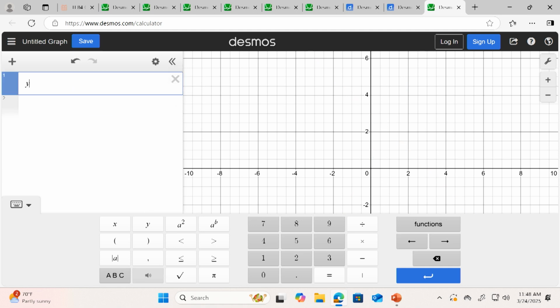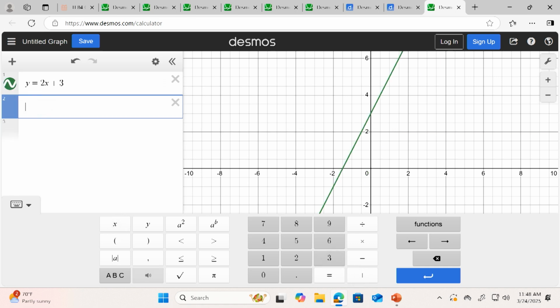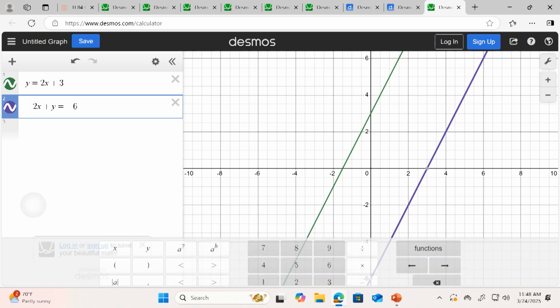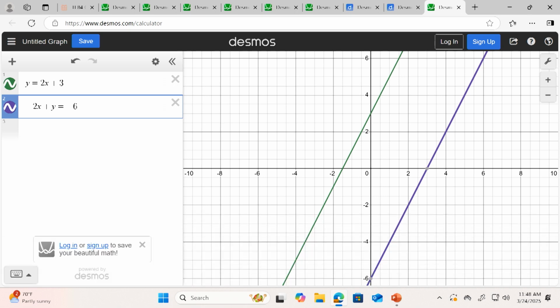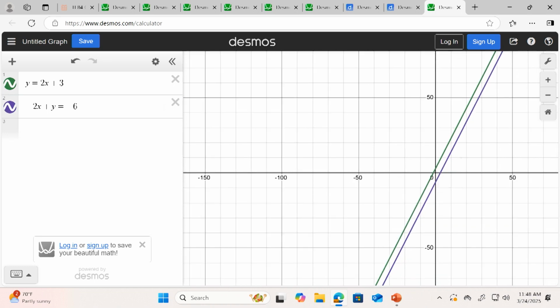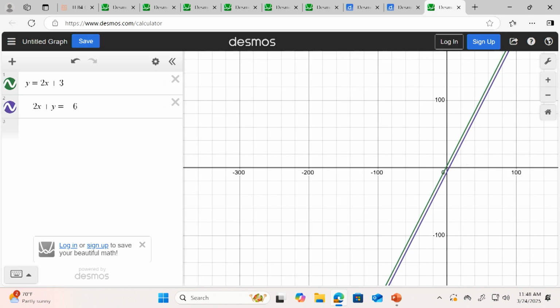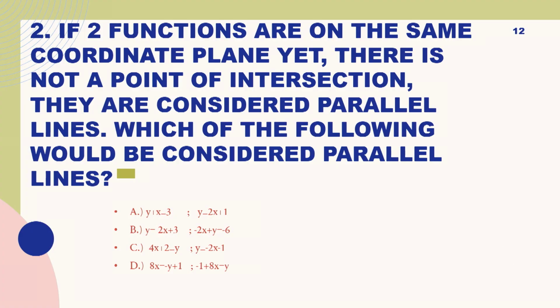I've got y equals 2x plus 3, and I've got negative 2x plus y equals negative 6. So let's see. Do these intersect? I don't see where they would intersect. Do you? Nope. So I know this one would be considered parallel. So let's check out the rest of them and see if the rest of them would show me anything.